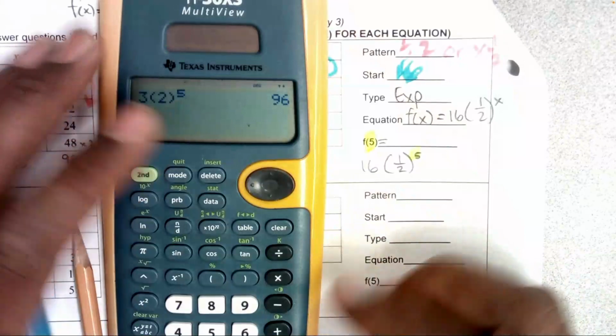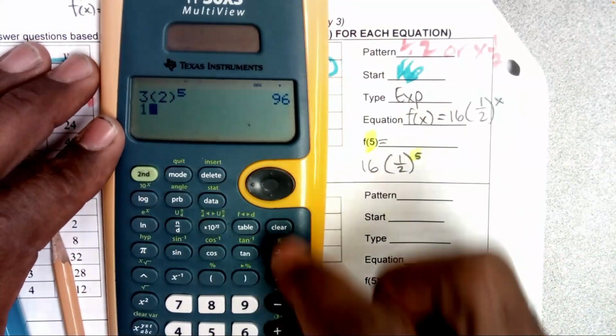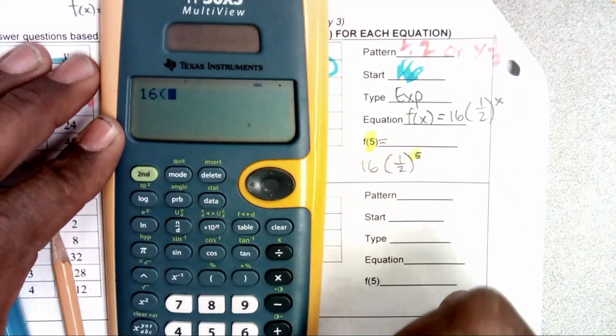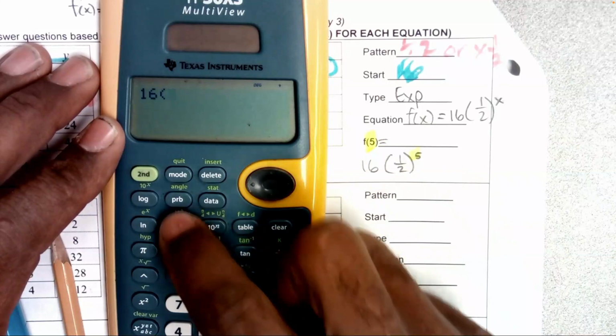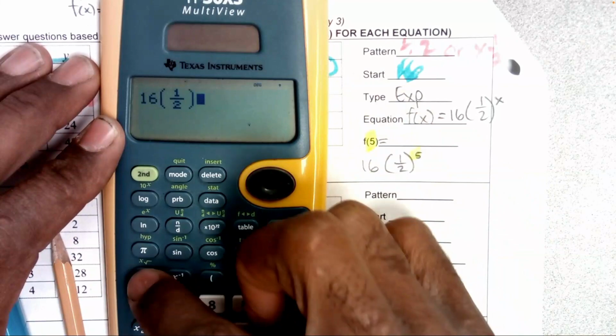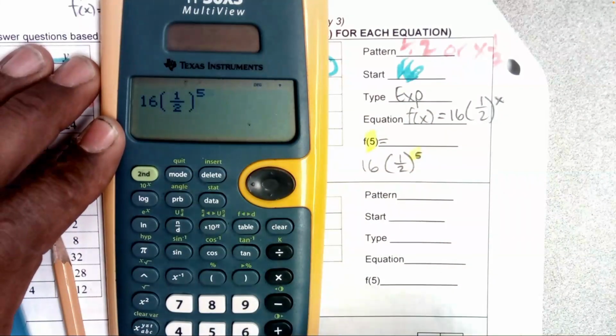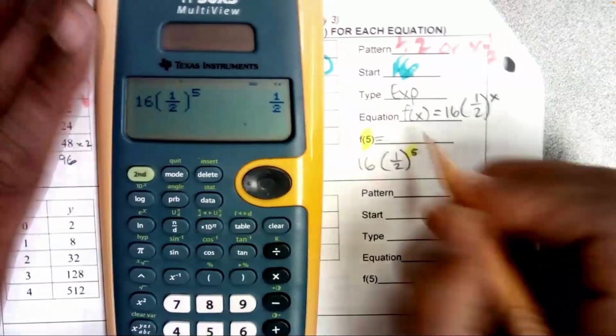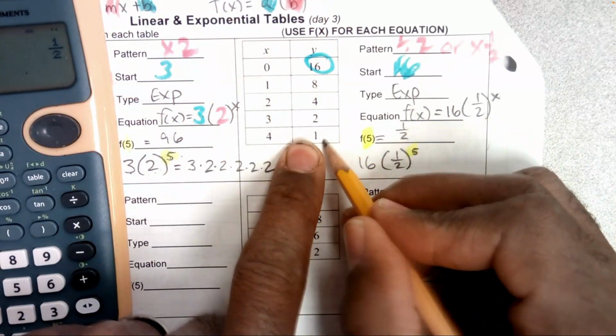The way I'm going to type this out is I'm going to do 16 times. Now to do the fraction, I just hit the fraction button. 1 over 2. In parentheses, hit the exponent button to the 5th power, and you can see that it's 1/2. And if you think about it, it's just 1 divided by 2, which is 1/2.